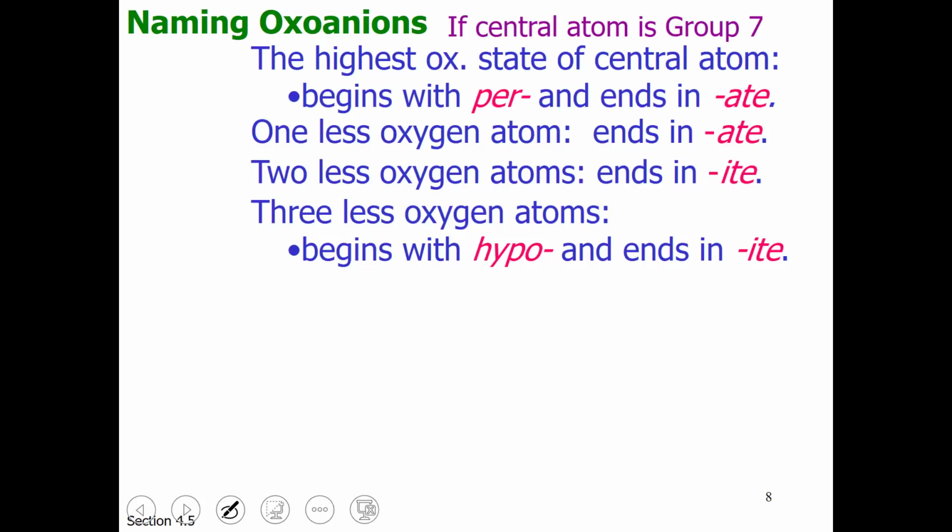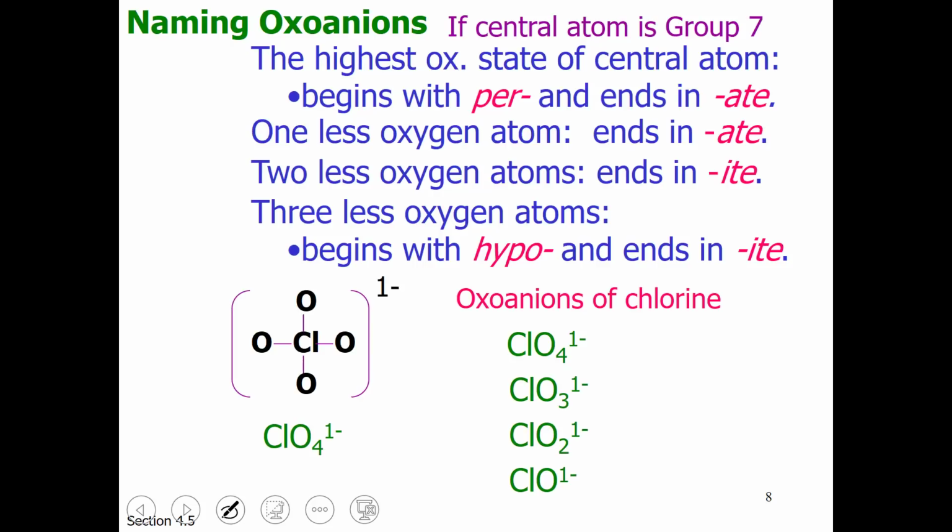Now, what if we're dealing with oxoanions in which the central atom is group 7? We're still going to use the idea that -ate is higher than -ite in terms of oxidation state. But we need something to say higher than -ate and lower than -ite. So we also have prefixes. The classic example is oxoanions of chlorine. Chlorine with oxygen has 4 different oxoanions. And I can go through and think of the oxidation state.